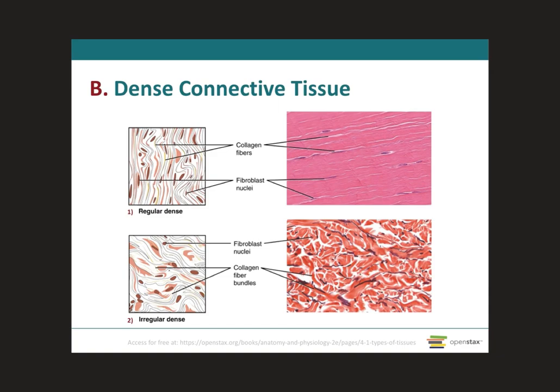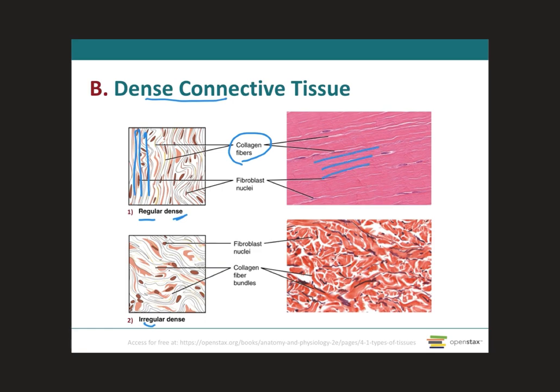Now we move on to the dense connective tissue, which contains more collagen fibers than the loose connective tissue. As a consequence, it displays greater resistance to stretching. There are two major categories of dense connective tissue, the regular and irregular. In dense regular connective tissue, the fibers are parallel to each other, and they enhance tensile strength and resistance to stretching in the direction of the fiber orientation.